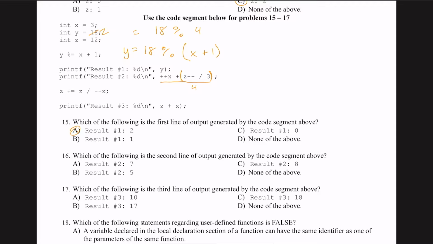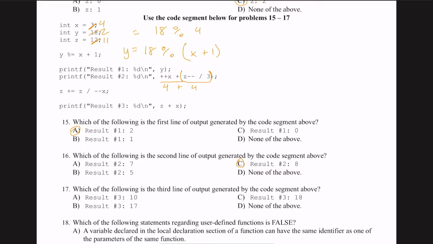Plus plus x, because it's a prefix increment, the plus signs come before. We're going to change x first from 3 to 4, use the new value, add them together, and our answer is 8. So our answer is C. Now that we're done evaluating this line, we're going to decrement z to 11 because it had a postfix decrement.